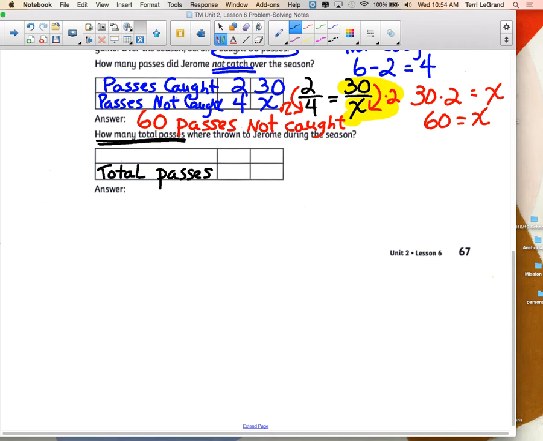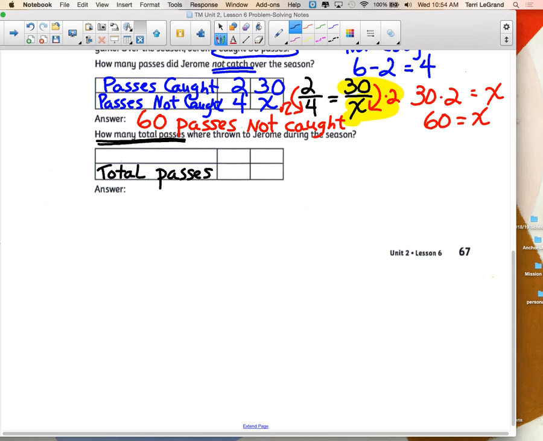Kaden? Passes thrown. Well, isn't that what this is? It's total passes, and passes thrown. Same thing. So we can't use the same thing. What could we use instead? Come on, class. What could we use instead?